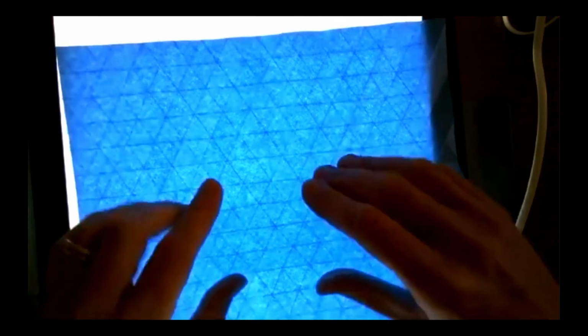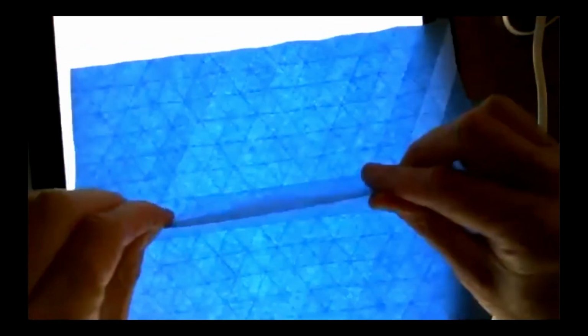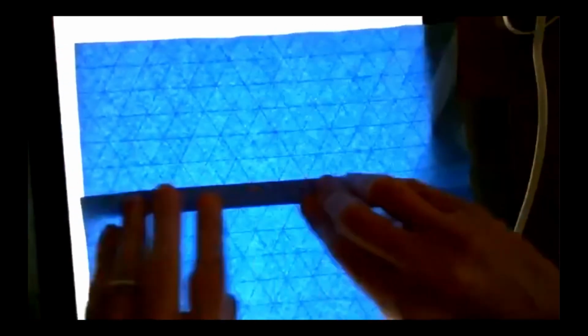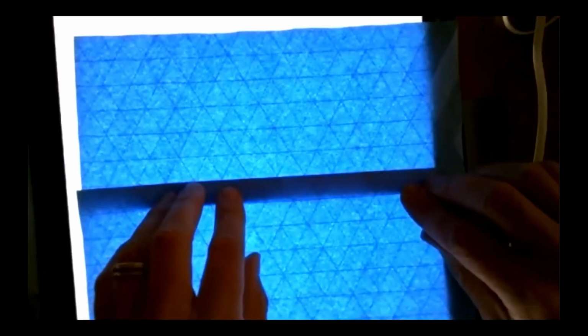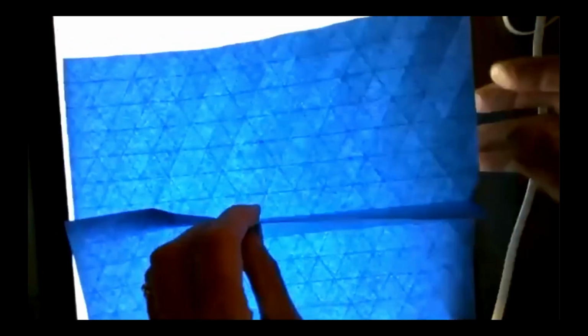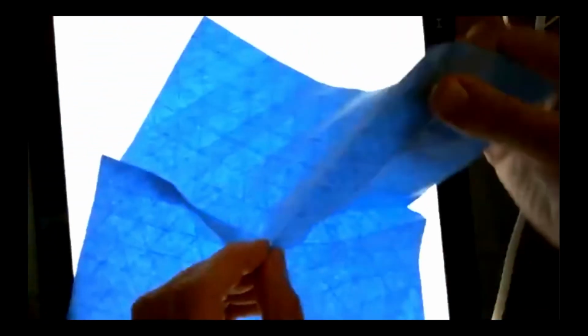A triangle twist, well actually a pleat intersection first. So a pleat is just: pick up a fold like this, fold it over, so you create a sort of heavier band where the pleat is. And a pleat intersection is what you get if you intersect three of those pleats at a point.